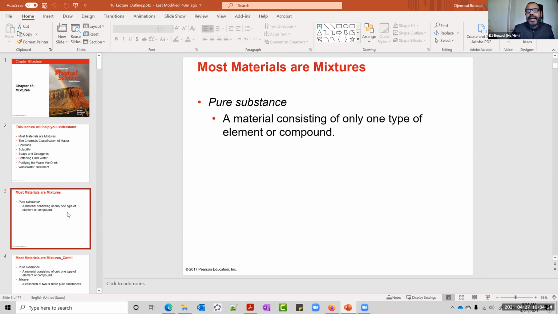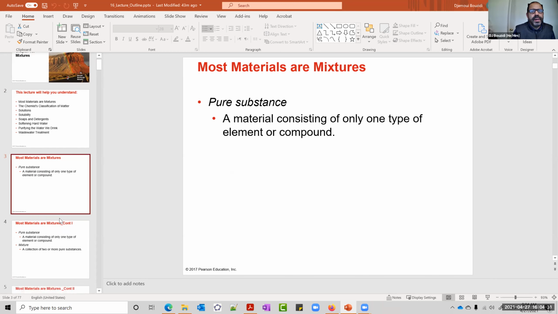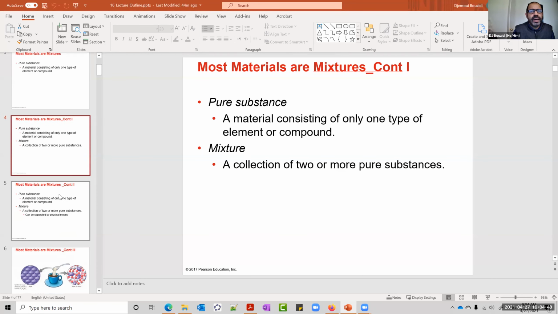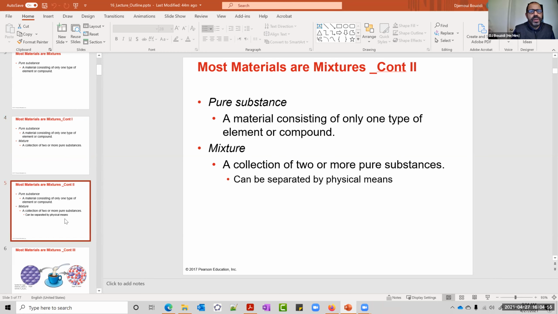Pure materials consisting of only one element or compound are usually represented by the periodic table elements. A mixture is a collection of two or more substances. They don't necessarily have to have a chemical bond, but as long as the mixture is homogeneous and you cannot see the difference between them, that is what a mixture is. But most of the time, it requires some sort of chemical bonding between them.